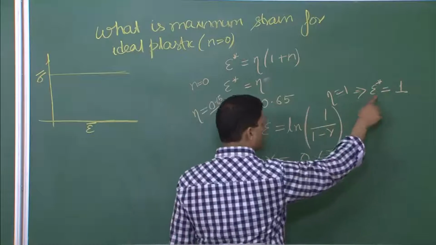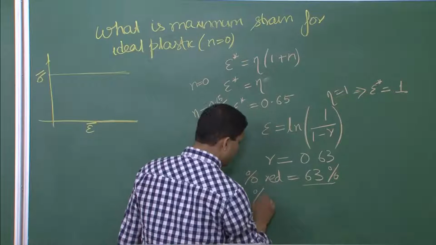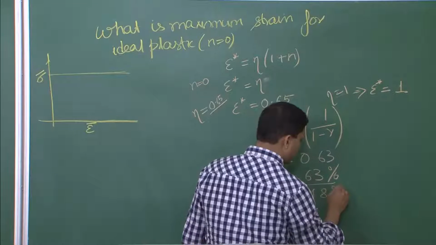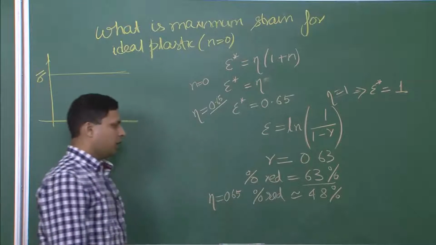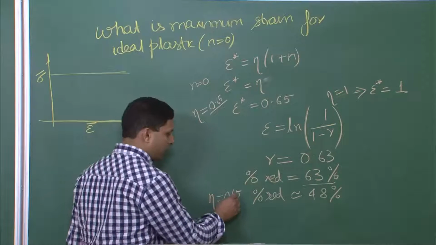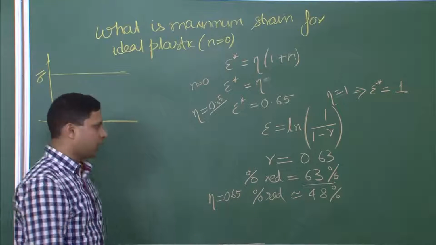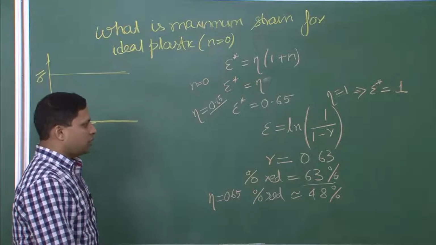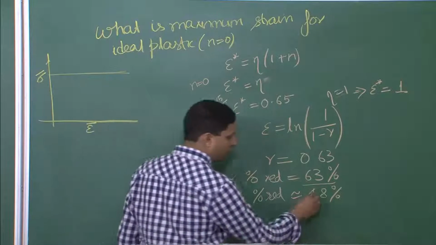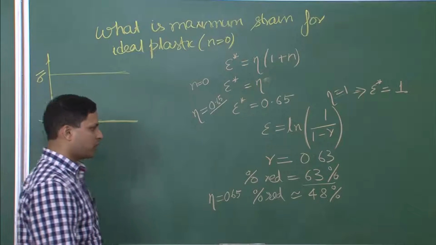So your strain would come out to be 0.65, and in that case, assuming ideal plastic, you would get percentage reduction approximately equal to 48. So, this is the maximum area reduction that you will get for a material which is ideal plastic and for which the efficiency is equal to 65%. So, this is an example, and here also you can see that if you want more than 48% area reduction, you will have to do more than one pass.